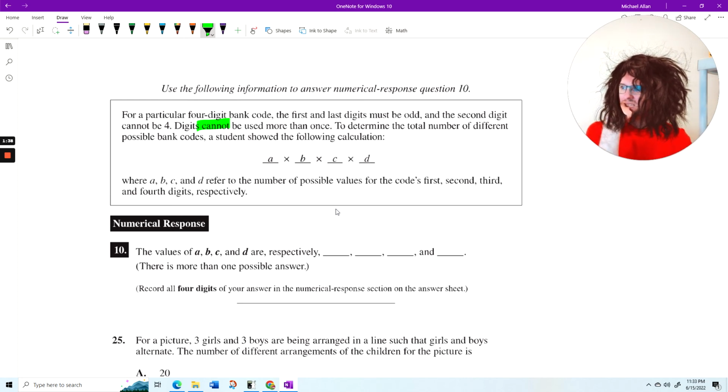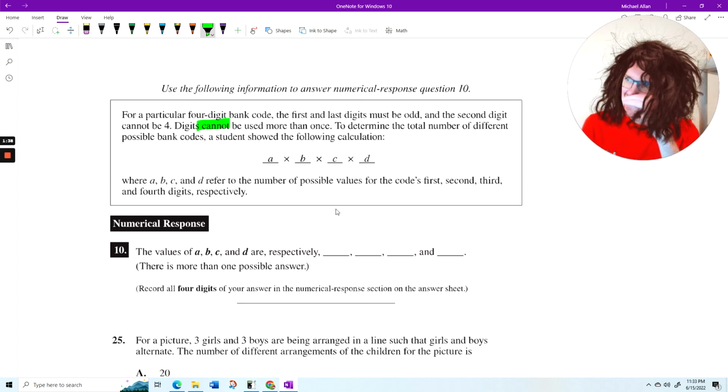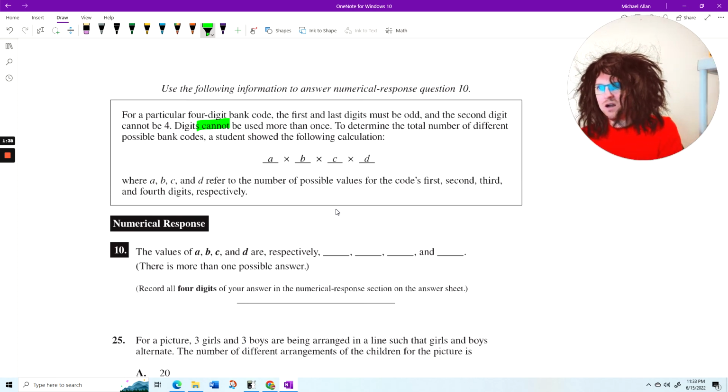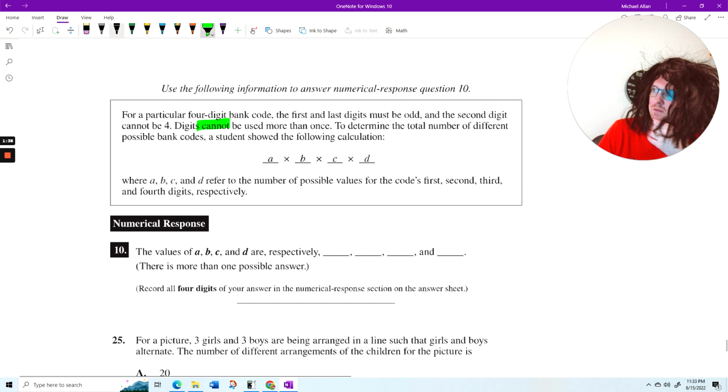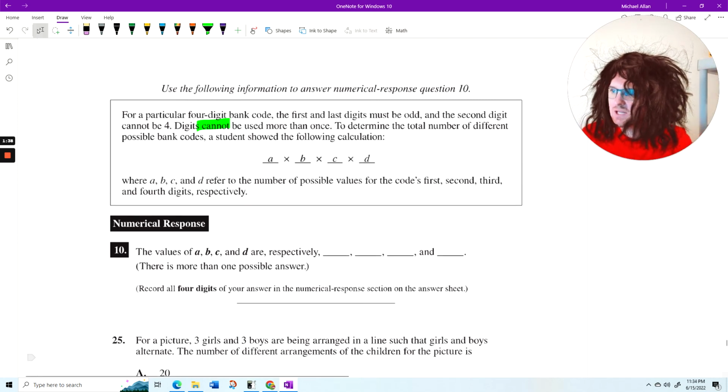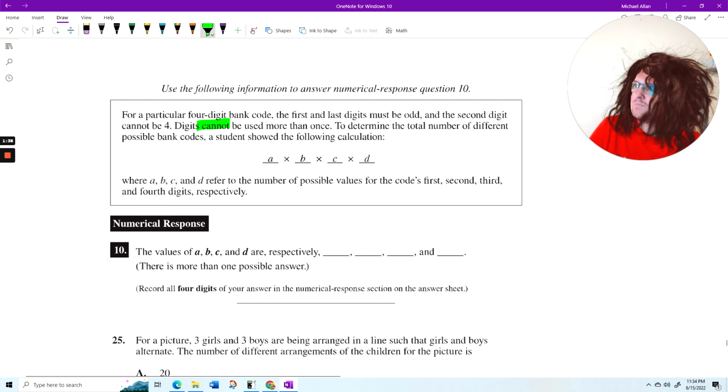Second digit. I didn't say anything about what digits you have to use, so I'm assuming we can use all 10 digits. So half the digits are odd, half the digits are even. So if I were to just start here, I can put down... Uh-oh. My screen is kind of freezing up on me here. Ah, there we go, okay.